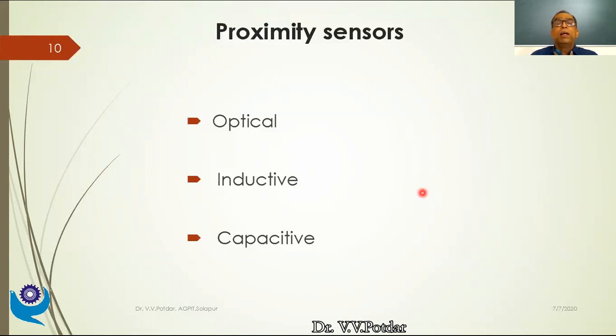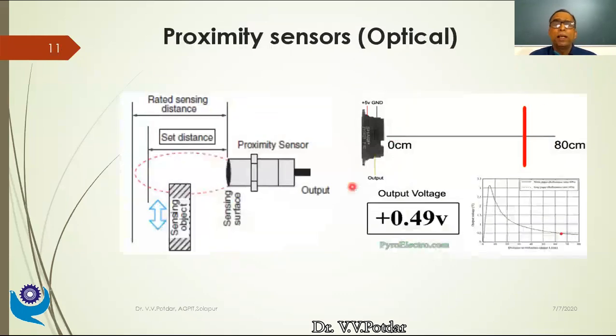I repeat, here in proximity sensors and transducers, my objective is not to measure the distance, but just to ascertain whether the object of my interest is in close proximity, or to check whether there is no obstacle in the path of motion. There I'll be making use of this proximity sensor. The principles are very simple. Let us see first of all the optical sensor, how it works.